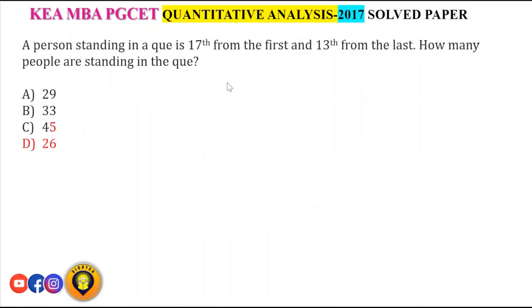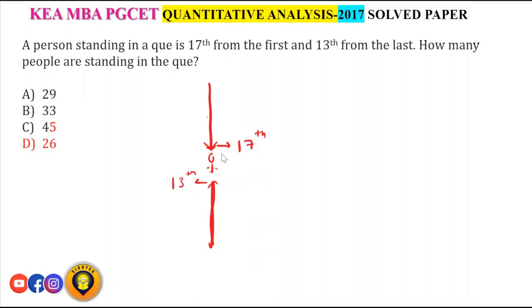A person standing in a queue is 17th from the first. If you count from top to bottom, he is 17th. And 13th from the last. If you count from the last, he is 13th. Okay, from the first he is 17th, and from the last he is 13th.